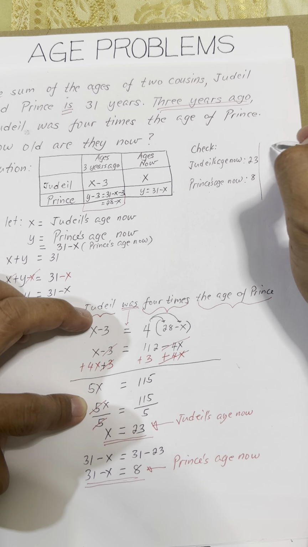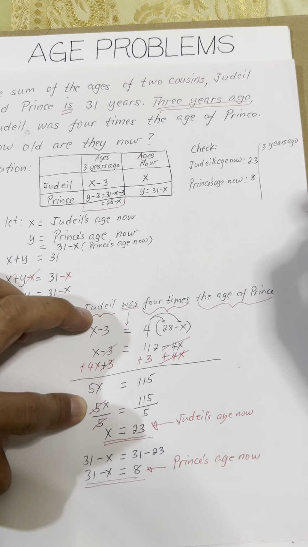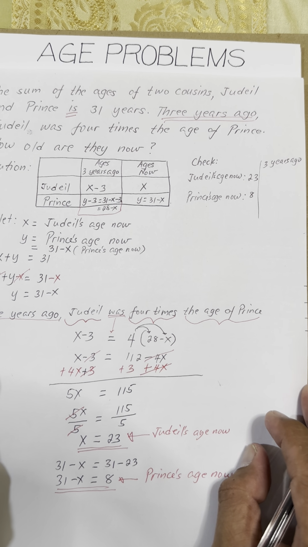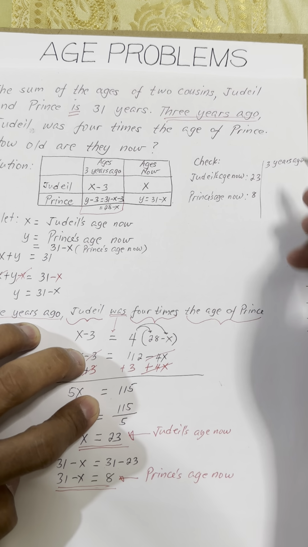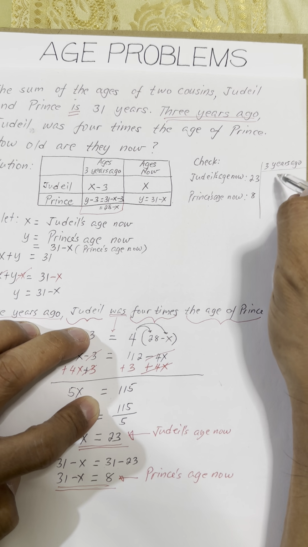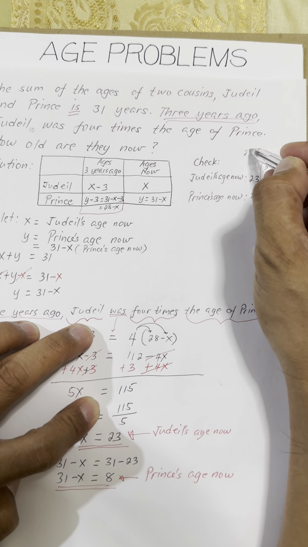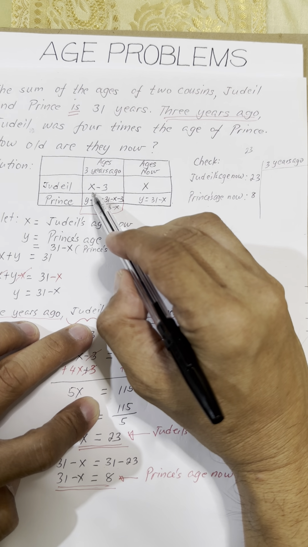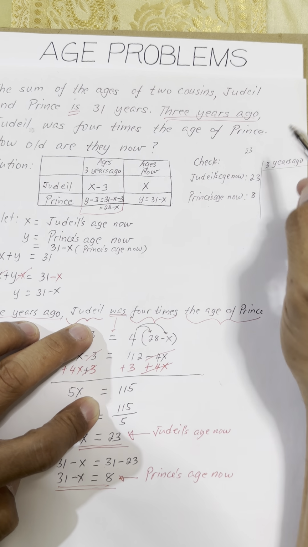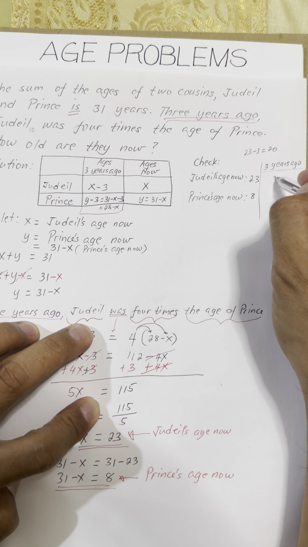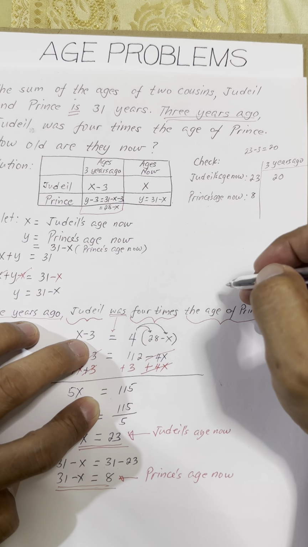Then 3 years ago, so what is the situation 3 years ago? If Judel's age now is 23, then 3 years ago, x is 23 minus 3, which is equal to 20. So 3 years ago, Judel was 20 years old.